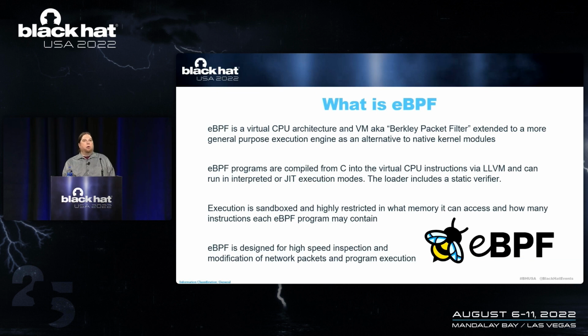The way that you create a program to do this is you write it in standard C language and you include some special headers. And then you can use LLVM to compile that to this custom architecture. From there, you traditionally use system calls on the Linux side to load these programs into the kernel context and implement hooks into the network layers or into code instrumentation callbacks. In general, the system is designed for high-speed inspection and modification of network packets, and also the ability to hook both userland and kernel functions.